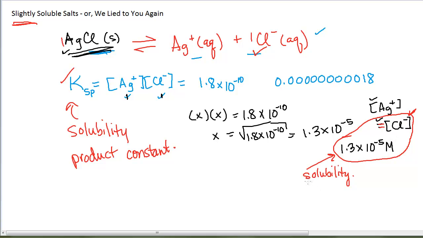But the solubility is not the 1.8 times 10 to the minus 10. That's a common mistake that students make. The solubility is how much does dissolve. The solubility product constant is my KSP numerical value. It's my equilibrium constant.